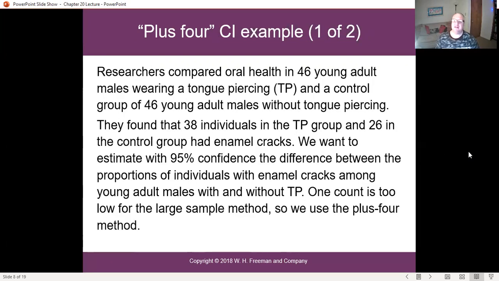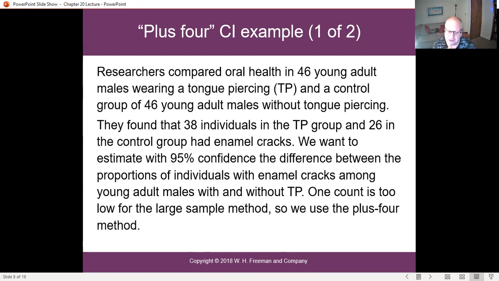Okay, here's an example that employs the plus 4 concept. Researchers compared oral health in 46 young adult males wearing a tongue piercing and a control group of 46 young adult males without a tongue piercing. They found that 38 individuals in the TP group and 26 in the control group had enamel cracks. We want to estimate with a 95% confidence the difference between the proportions of individuals with enamel cracks among young adult males with and without the tongue piercing.